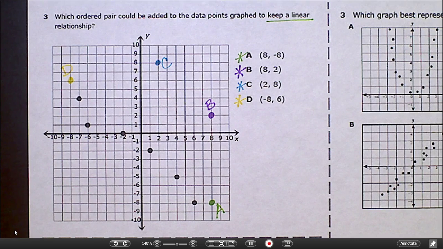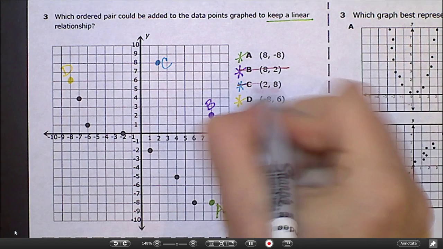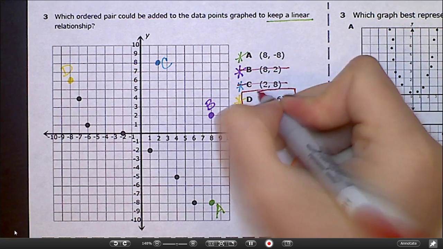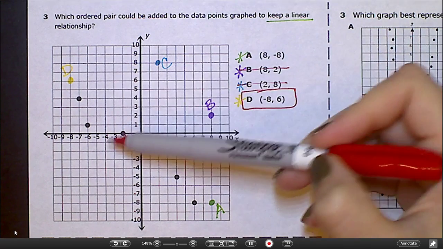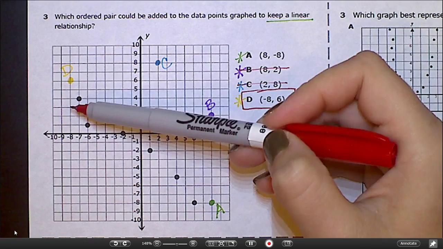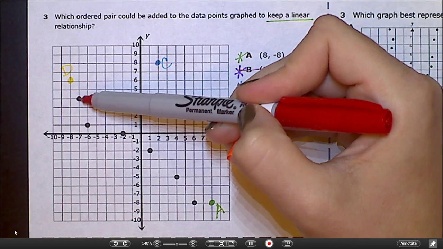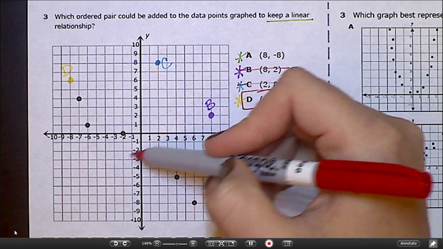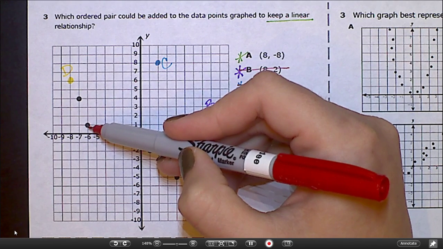So I'm looking here and I know that I can automatically get rid of B and C because those do not fit what I'm looking for. They are nowhere near that trend line. But I'm a little bit stuck between A and D. So I'm going to go ahead and go with D, and here's why. D continues, I see that as the x value goes to the left, the y value goes up. So going from this point, I go to the left and I go up. So like here I go left and up, left and up, left and up, left and up just a little bit, left and up, left and up.